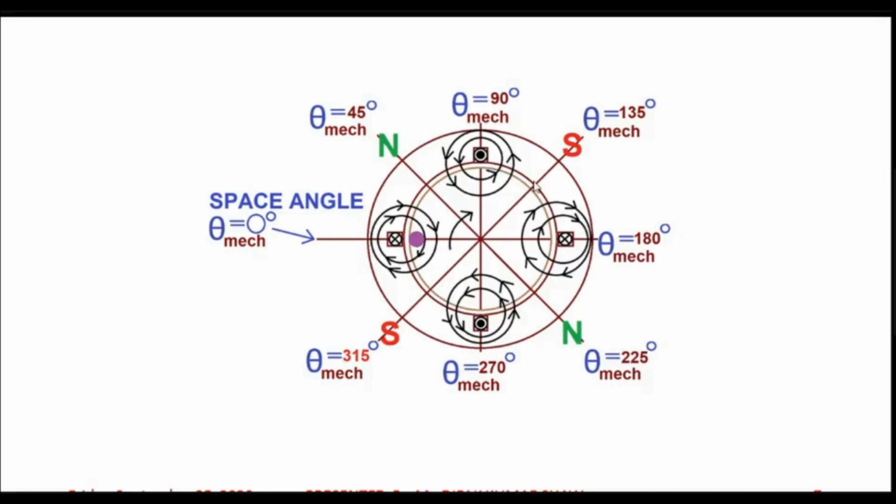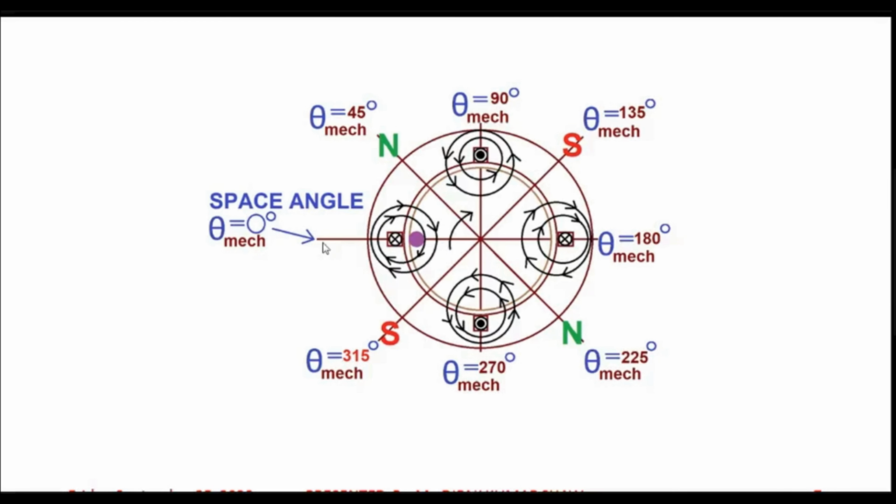Now, if you come to this point, theta mechanical equal to 135 degree, if you choose a point on that line, here the magnetic flux will be maximum, but since it is under the south pole, according to our convention, it will be negative maximum. Like at theta equal to 180 degree, it will again be 0. So you see, one complete cycle has been covered in a span of 180 degrees mechanical.